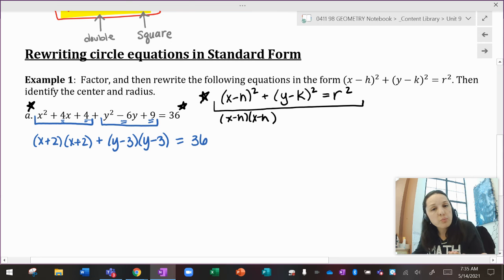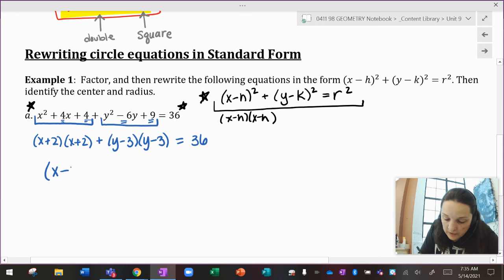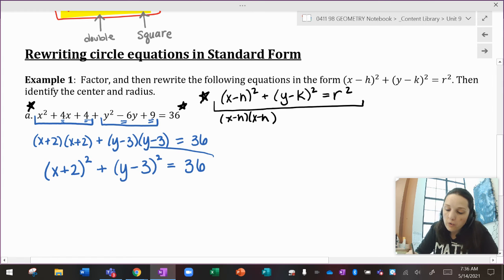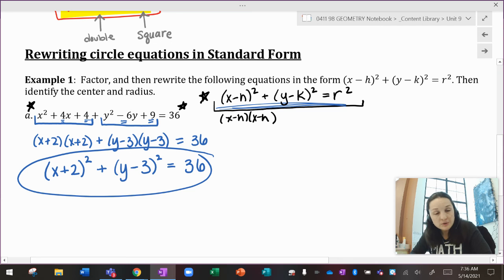And then I realized those two parentheses are duplicates. So this is x plus 2 squared plus y minus 3 squared equals 36. Oh, finally. This looks more like what we're used to. Now I'm more convinced that this is a circle equation. So now I need to remember it.